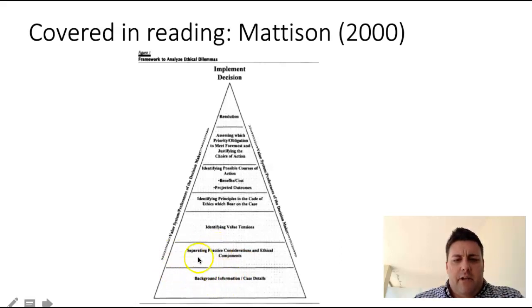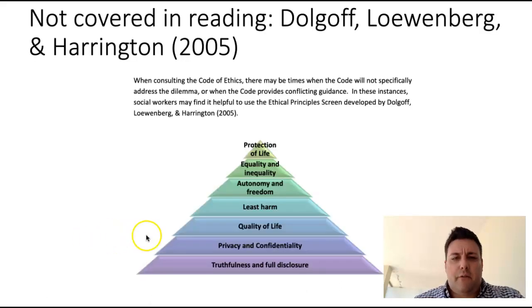So you gather some background information. You separate practice considerations and ethical components, identify the competing values, identify which principles in the code of ethics bear on the case, identify courses of action and determine those outcomes, assess priority, make a decision, that's what she means by resolution, and then implement the decision. So again, very similar to the others, just depicted a little bit differently. Let's go over a few of these that aren't necessarily covered in the reading.